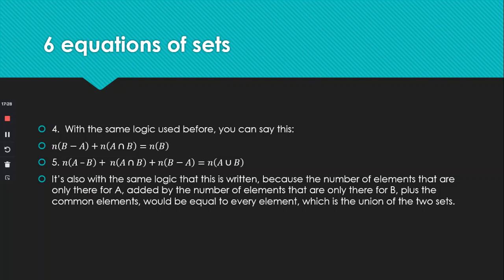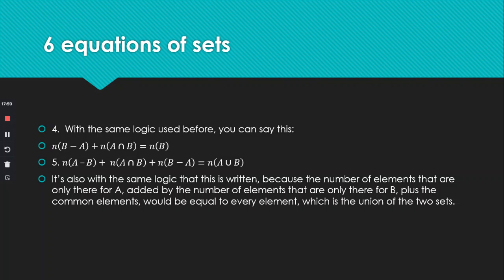So you were supposed to read it, or if you didn't understand what I meant, you were supposed to read it. And then 5 is N(A minus B) plus N(A intersection B) plus N(B minus A) is equal to N(A union B). Now it's also the same logic, because the number of elements that are only there for A added to the number of elements that are only there for B plus the common elements would be equal to every element, which is the union of the two sets.